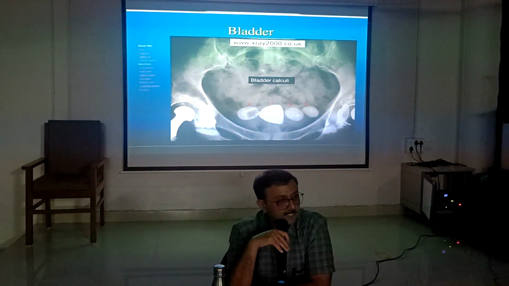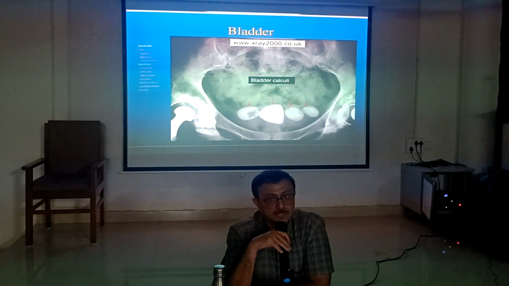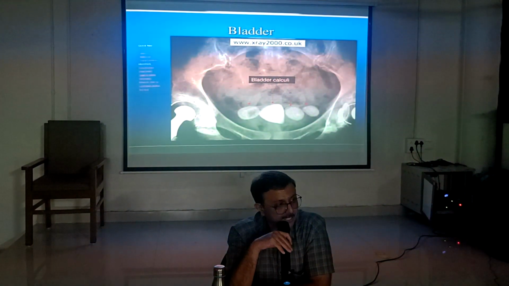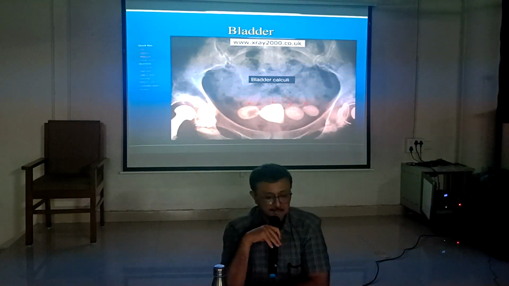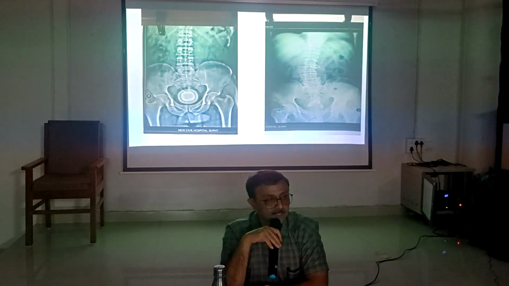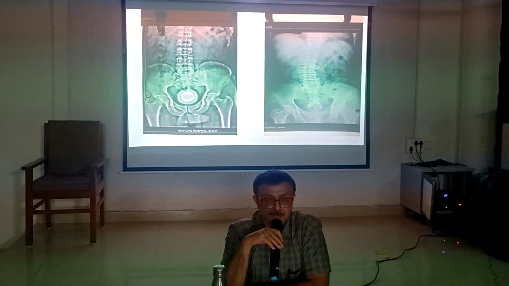So what is the characteristic of the urinary bladder stone? These are usually a single stone, with a smooth surface, smooth outline, and laminated appearance, onion-peel appearance. Okay? Laminated appearance. There may be small and multiple.